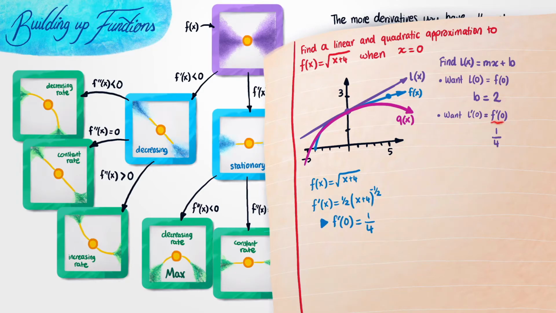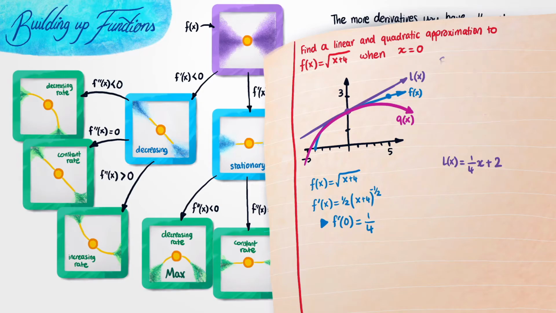Okay, so we already know that the right side is equal to 1 on 4, but we want the left side as well, so we have to differentiate L of x here. Now, you can hopefully see that the derivative of L of x is just going to be m, because the constant goes away, and so does the x. Okay, so since we know the value of m and b here, then we know that the best linear approximation to this function f of x here is just going to be 1/4 x plus 2.